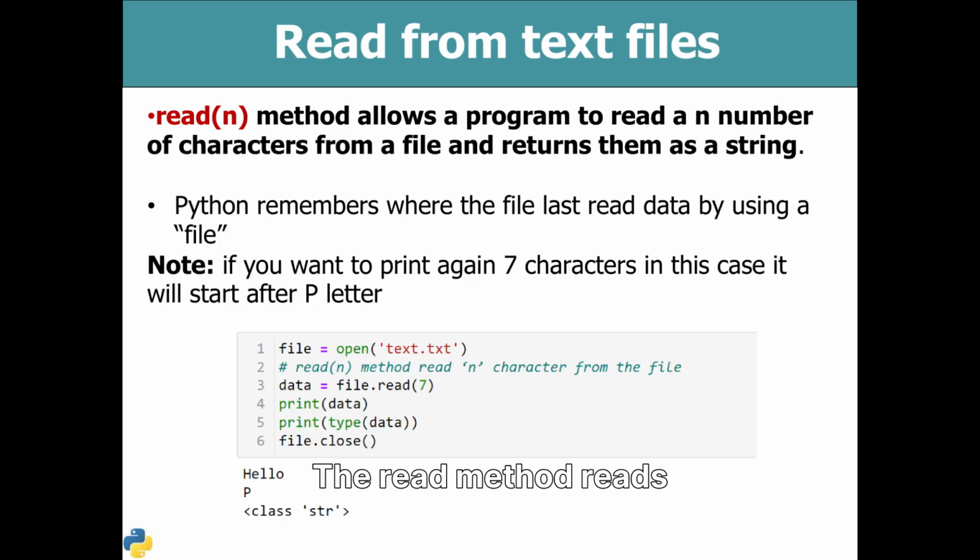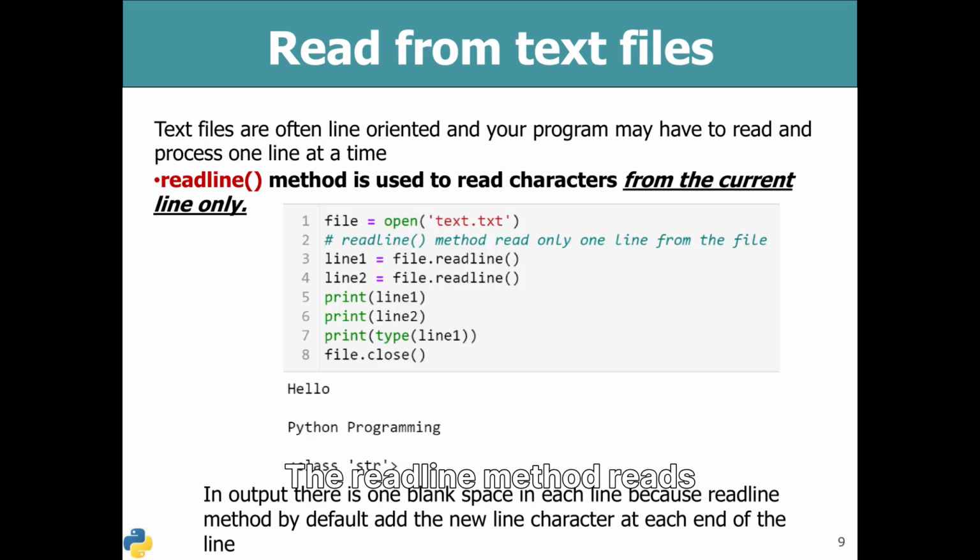The read(n) method reads a specified number of characters, continuing from the last position. Reading 7 characters from text.txt yields "hello p" as a string. The readline method reads one line, advancing the file pointer. It includes the newline character, which can cause extra blank spaces when printed.